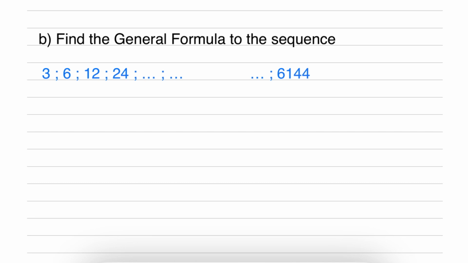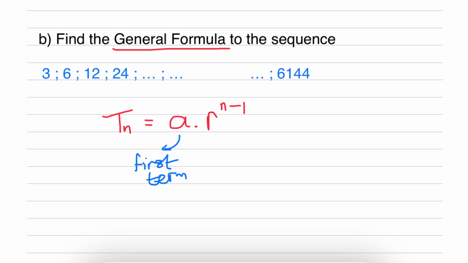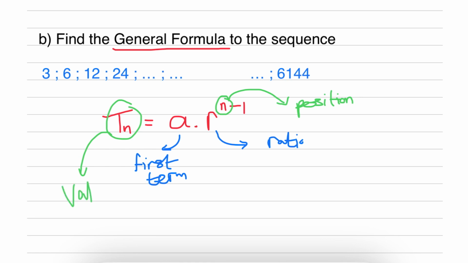Here we are asked to find a general formula for this geometric pattern. Now, the general formula for a geometric pattern is this formula I'm about to show you. Tn = A multiplied by R to the power of n minus 1, where A represents the first term and R represents the ratio of the pattern. N would simply represent the position of the term, and Tn would represent the value of that term.